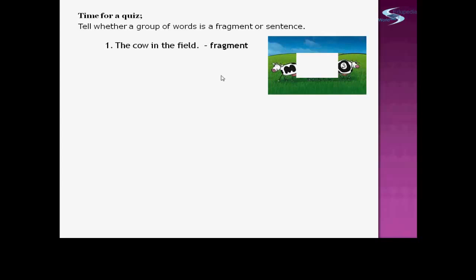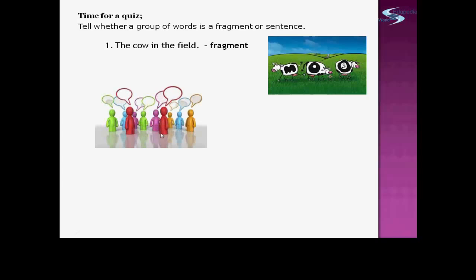Time for a quiz. Tell whether a group of words is a fragment or a sentence. There is already an answer. Okay. The cow in the field. It's a fragment because it doesn't convey a complete thought. Number 2. People talk. Although this sentence is composed only of 2 words, it conveys a complete thought. Who talk? People. What have people done? Talk. So, this is a complete thought.